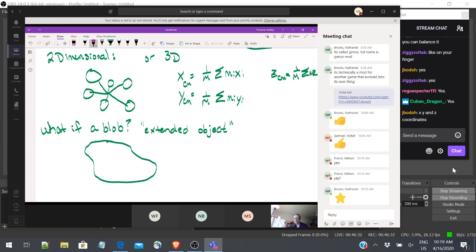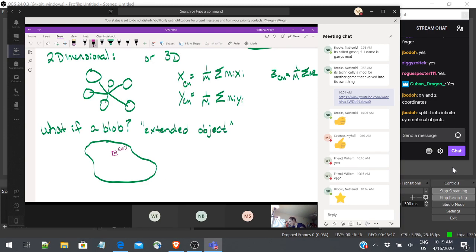Any guesses? Split it into infinite symmetrical objects. We chop it up into little pieces. Each little piece is symmetric and its center of mass is at the center. So each little piece has a mass, delta M, and a center of mass at x comma y.